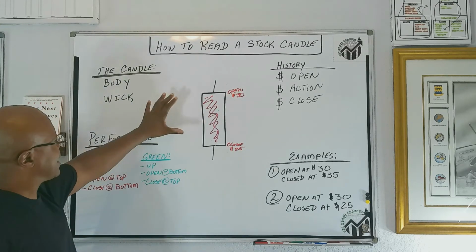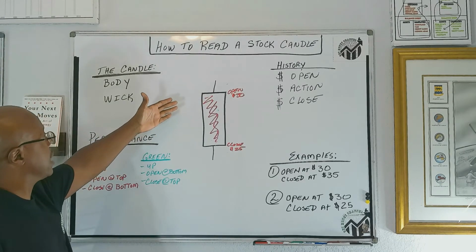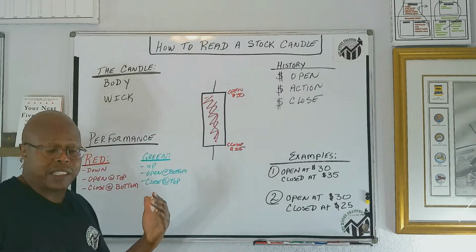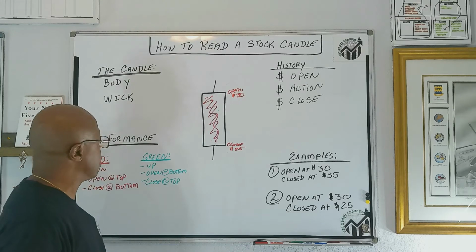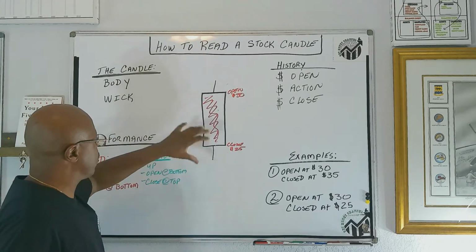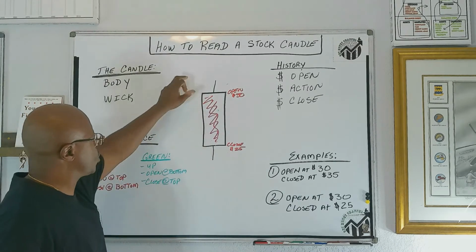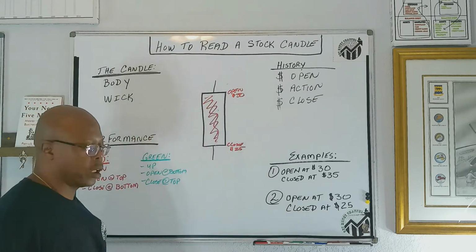All right, so that's it. That's really what a candlestick is and how to read it. It's not really that hard. You see this on something like this, you already know. Okay, open at 30, close at 25, red day, down day, and this here is where it traveled also in the day, but this is where it closed.